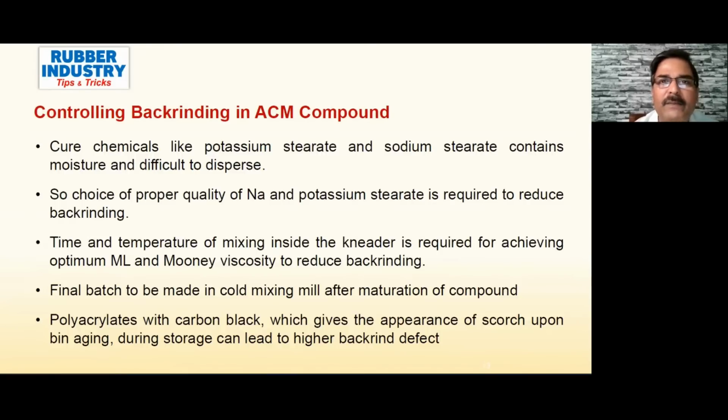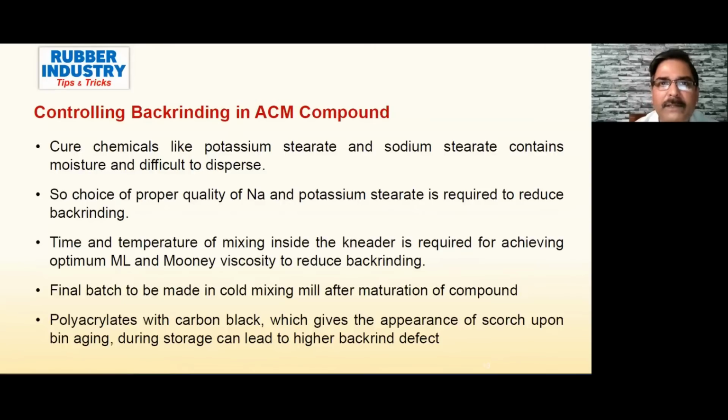Another aspect of ACM rubber is that polyacrylic compounds with carbon black reinforcement give the appearance of scorch upon bin aging, that is, during storage. This bin aging can generate higher backrind defect.